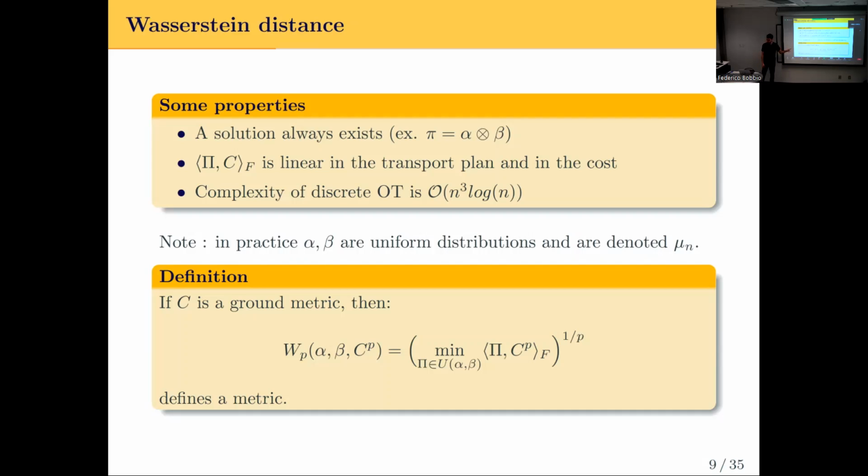What is interesting about optimal transport is that it can define a metric between probability distributions. If you consider the ground cost as a ground metric, then you can define the Wasserstein distance, which is defined as you can see here, and it defines a metric between probability distributions alpha and beta.